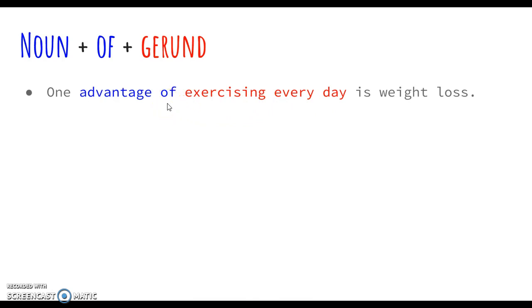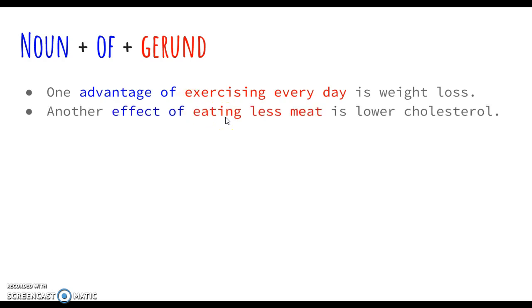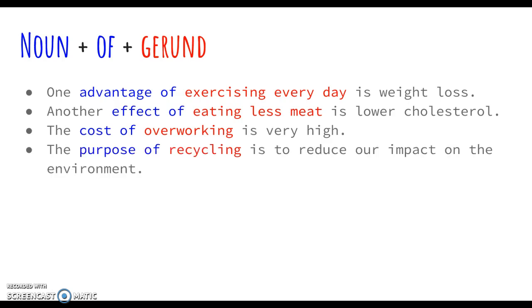And then actually, in academic writing, of is the most common preposition used. Here's another example. And one more. And that's just a little bit about gerunds as the objects of prepositions.